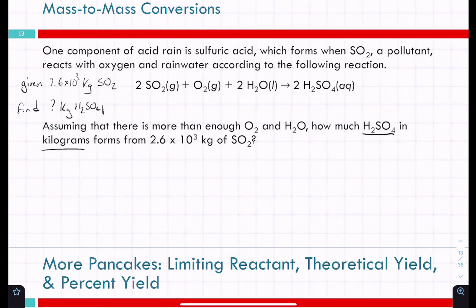So what we can do is take our solution diagram and add a step at the beginning, taking that kilograms of A and converting it into grams of A, because we need it in grams since our molar masses are in grams per mole. And then at the end, we can take grams of B and add a step to convert it to kilograms of B.